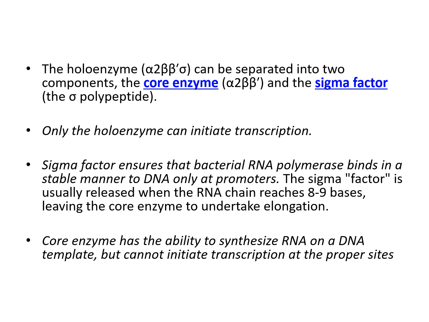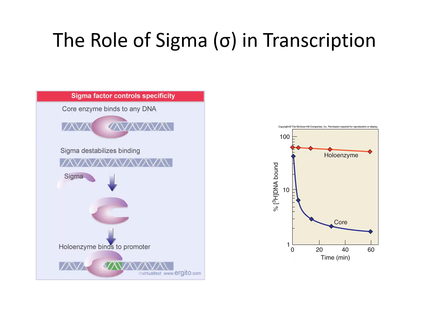The function of the sigma factor is basically to bind in a stable manner to the DNA at the promoter, because the sigma factor can direct the core enzyme to the core promoter so that it will be able to initiate the transcription. The core enzyme only has the ability to synthesize RNA on the DNA template, but it cannot initiate the transcription.